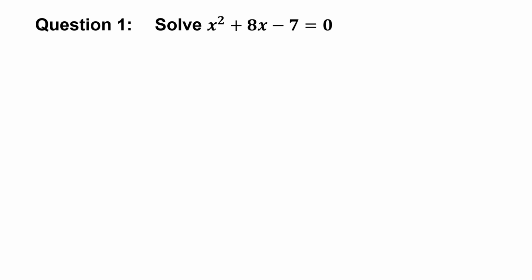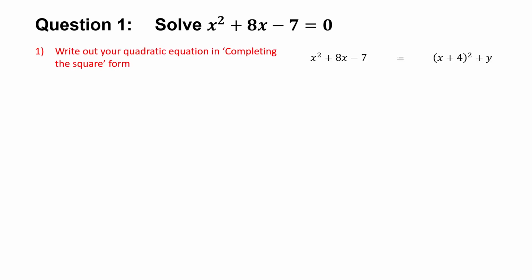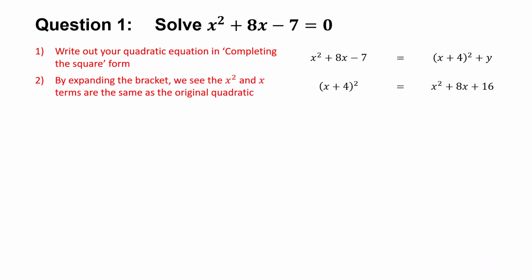So hopefully you've had enough time and you feel confident that you've got the answer. Our first step in this case is that we notice there is no term in front of the x squared, so we can simply proceed to writing this out in completing the square format. So we have x² + 8x − 7 is equal to (x + 4)² + y. So obviously this term in the bracket has to be half of the x term. So now we need to find what y is equal to. So if we expand this bracket, we get (x + 4)² = x² + 8x + 16.